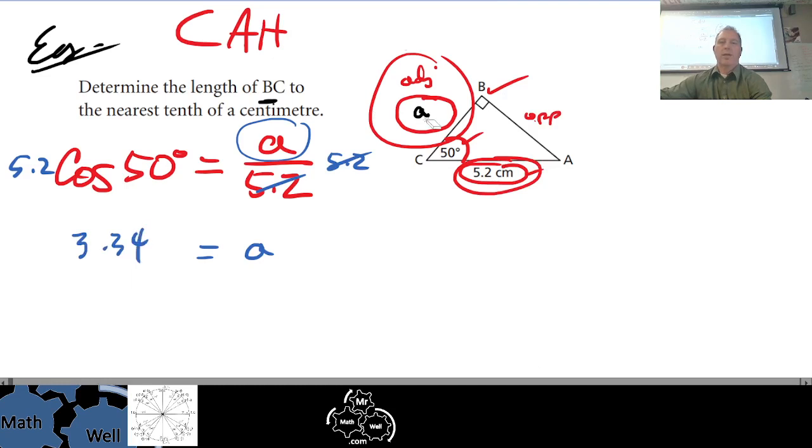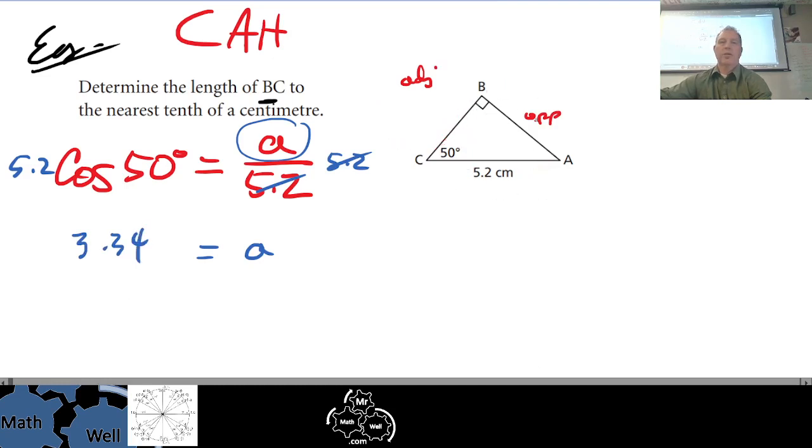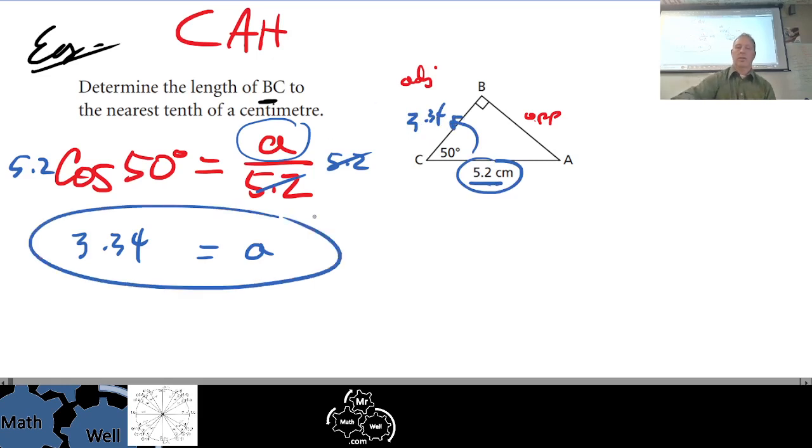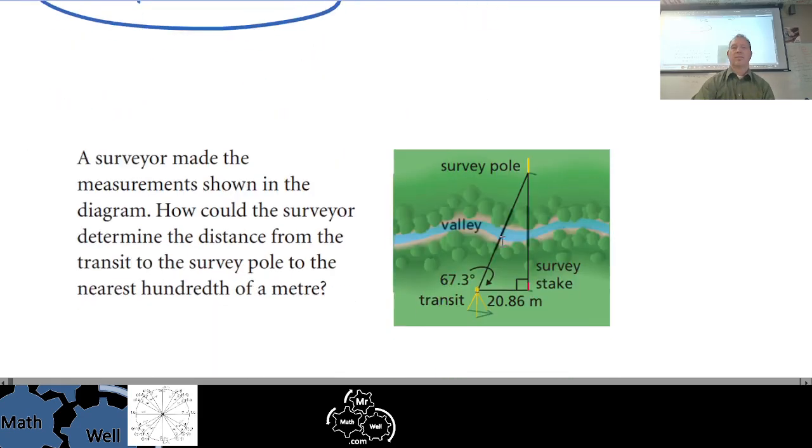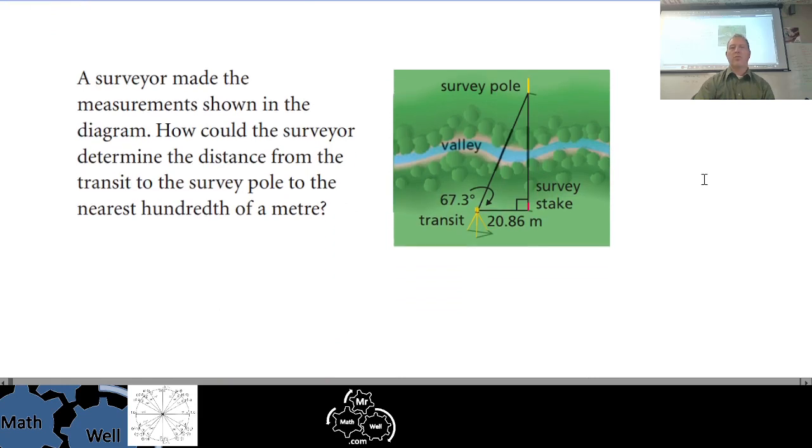3.34. Now, does that seem reasonable according to this question? Well, that's 5.2, so 3.34. This is going to be a longer side than this for sure, so yeah, it seems pretty reasonable, right? And that should be your answer there. Any questions? All right. Remember, always start with the formula, fill your values in, isolate the variable.